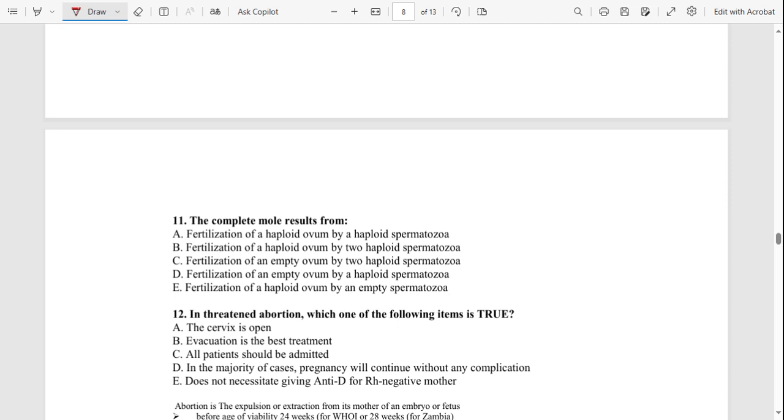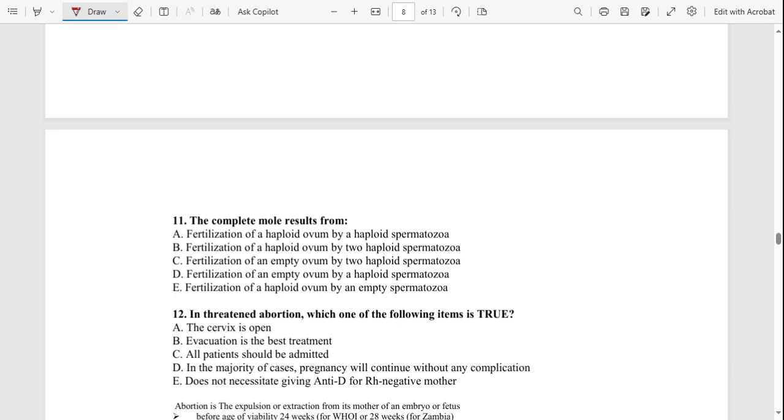Meaning that whatever is being formed is going to have only paternal DNA. So in a complete mole, the fetus can't really form, and no fetal tissue is going to form. The placenta is going to be abnormal, and the size of the uterus is going to be really large for the gestational age, so it is post dates. When you measure the levels of beta HCG, they are going to be really high. The signs and symptoms you see in this patient include severe nausea and vomiting, and you can also have preeclampsia.